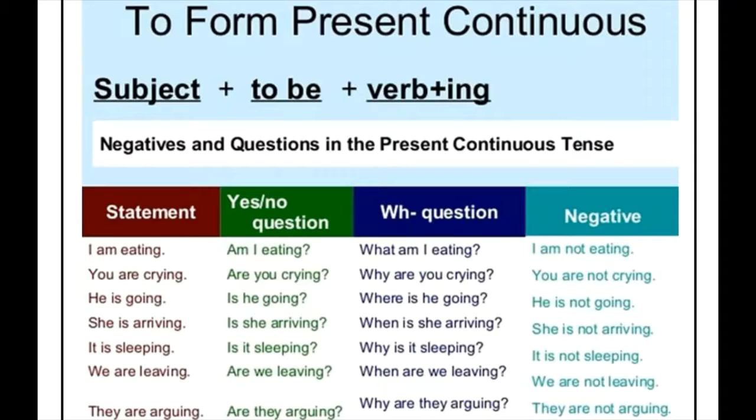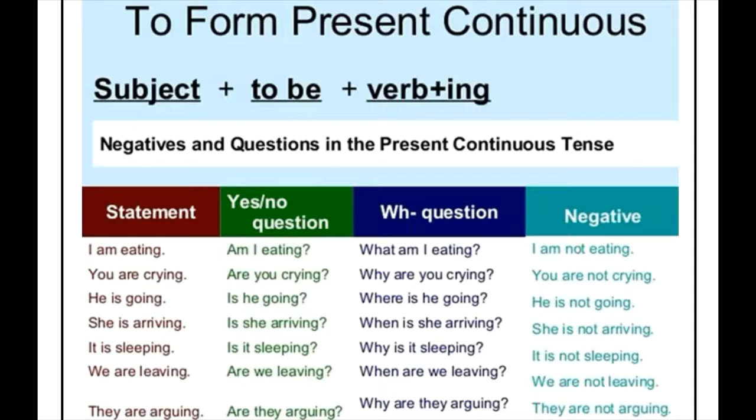We use the same form, but we add a question word if we are going to ask a WH question. So we use what, why, where, and when. Of course, we use what if we're asking about something, and why for a reason, where for a place, and when for the time.